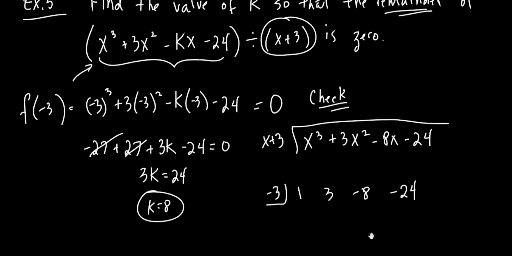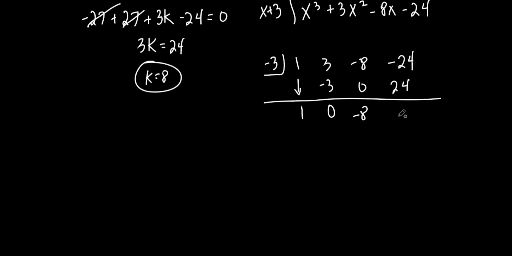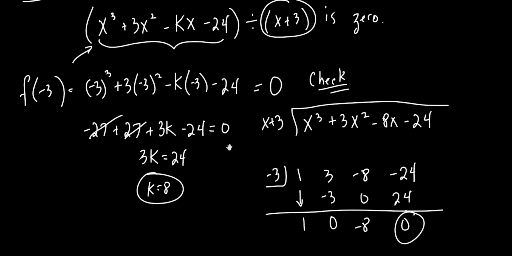Now, you should be a little bit more used to this synthetic division, correct? Drop it down, multiply, negative 3. Add up, 0. Multiply, 0. Add them up, negative 8. Multiply, positive 24, it's 0. So it has a remainder of 0, which means what? It means it works, okay? Because when I plug that number in and it equals 0, I should get the same thing when I divide and I get a remainder of 0.